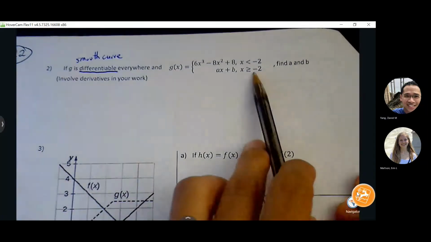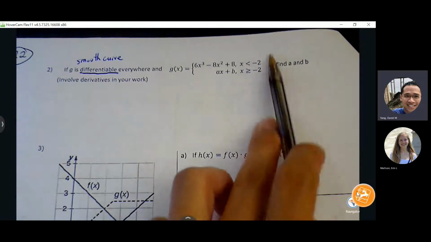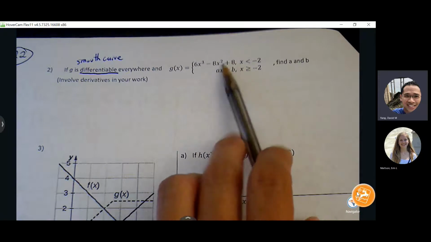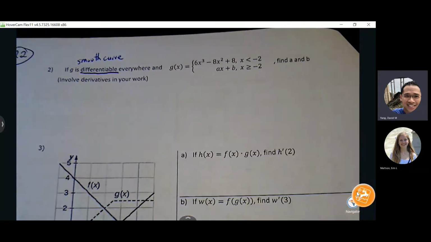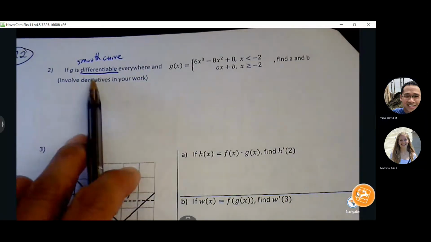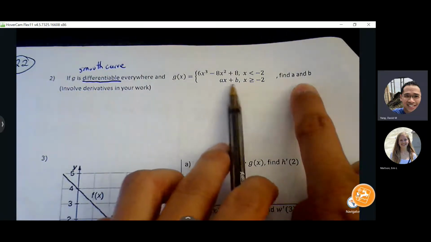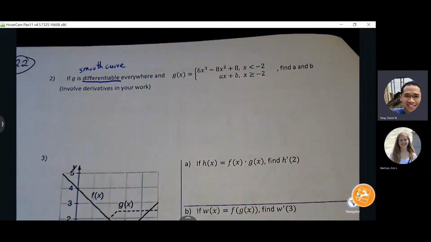So we learned from Unit 1 limits that if I want to find where a limit exists, the graph has to arrive at this. They have to point to the same y value. So it's a smooth curve. We want to figure out where A and B can be so that the two graphs are not only going to connect, but they're going to connect in a way where it's going to be a nice smooth transition.